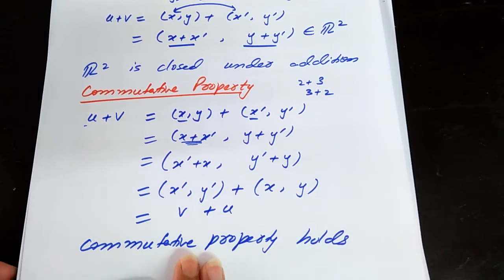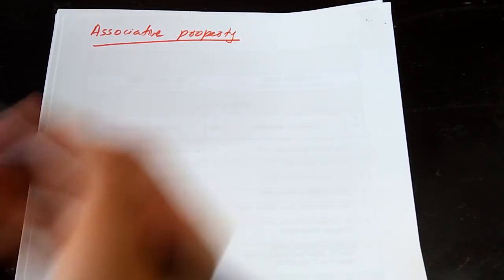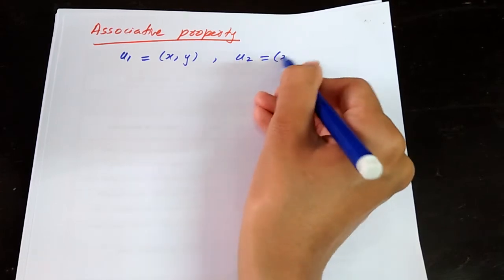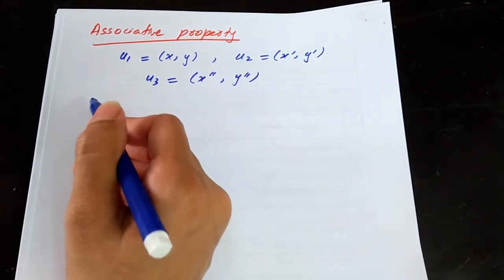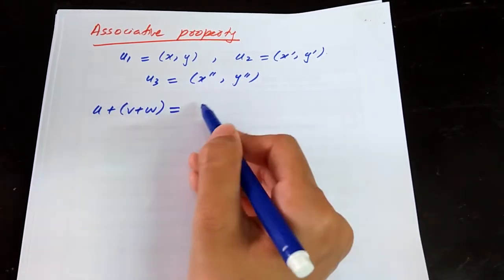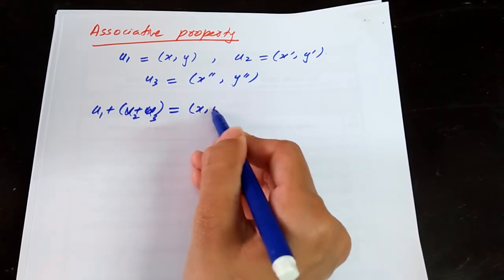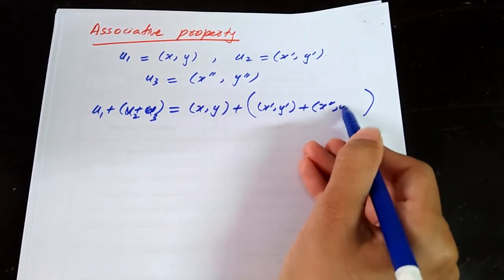Now move on to the third property, that is the associative property. For the associative property, you need three vectors. Let's name them. For example, I am taking u1 as (x, y), u2 as (x prime, y prime), and u3 as (x double prime, y double prime). Now, what is your associative property? You have to show that (u plus v) plus w equals u plus (v plus w). Now, let's solve this. First of all, write u1, plus the main bracket u2 plus u3, that is (x prime, y prime) plus (x double prime, y double prime).